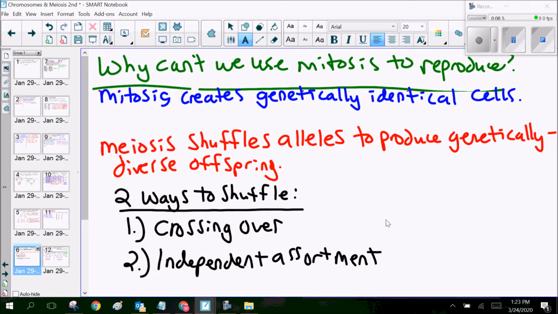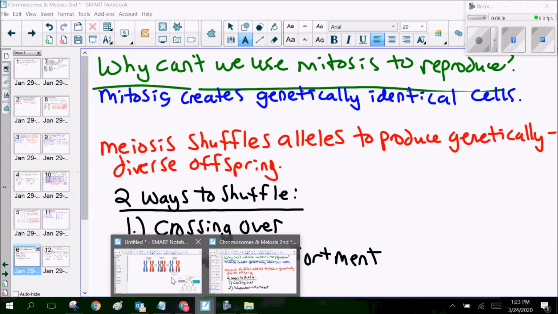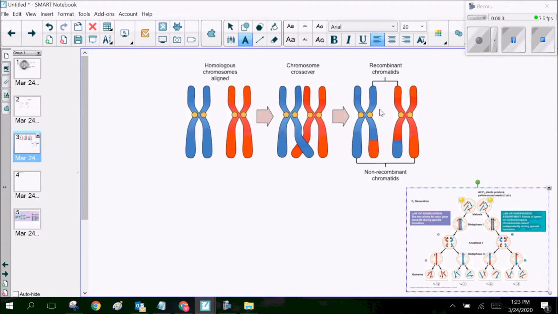Okay, so again, why can't we use mitosis? Because it creates genetically identical cells, and the two big things that we need for meiosis in order to have genetically diverse offspring that can survive a changing environment are crossing over and the law of independent assortment. I'd like to go very quickly into crossing over and the law of independent assortment again, just to make sure that you guys understand what's happening.